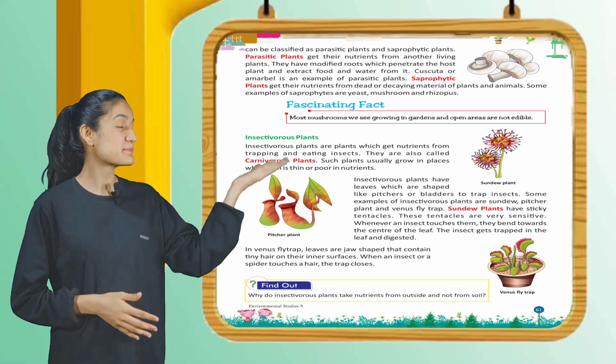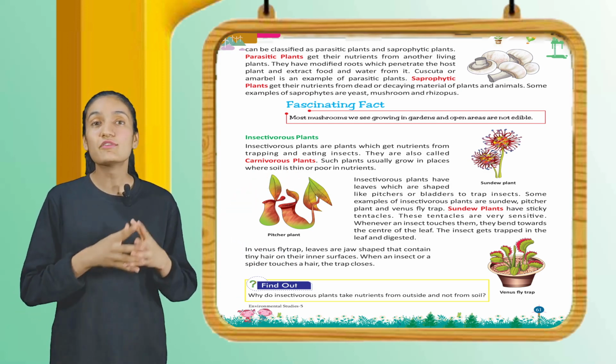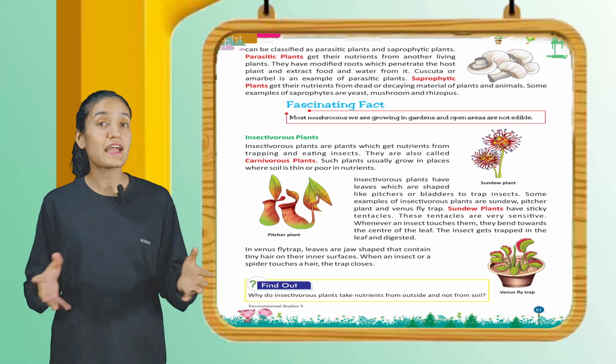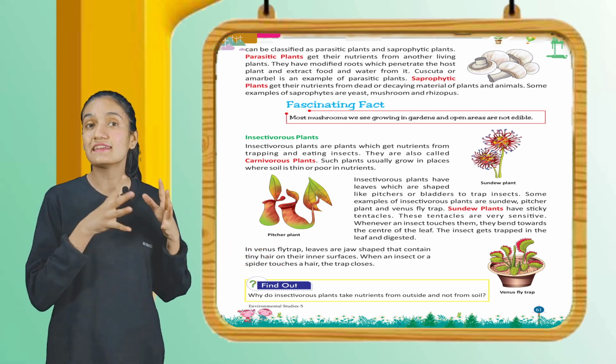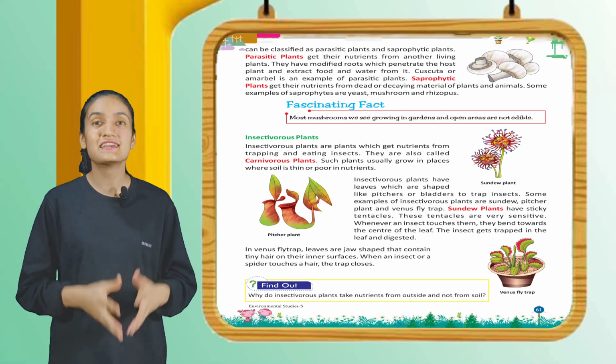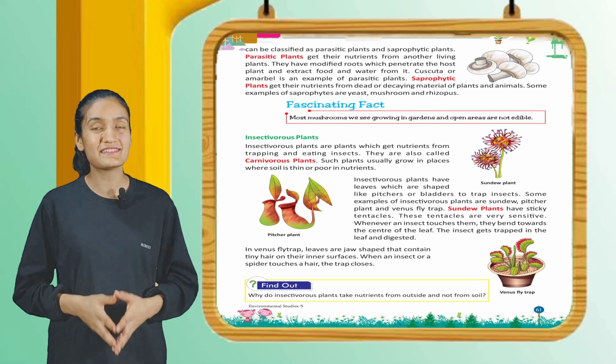Let's see the first, parasitic plants. Parasitic plants get their nutrients from another living plant. They have modified roots which penetrate the host plant and extract food and water from it. Cuscuta and amarbale are examples of parasitic plants.